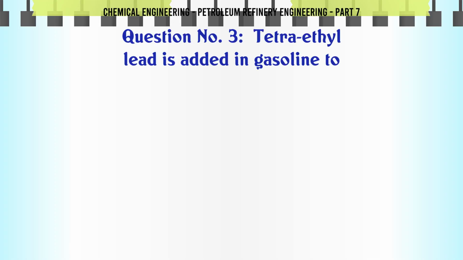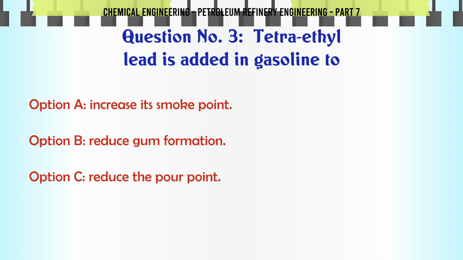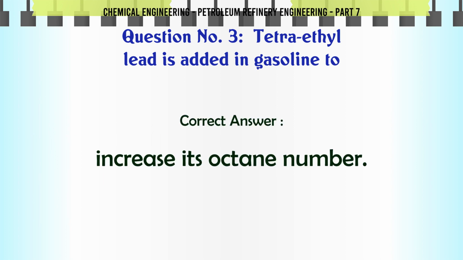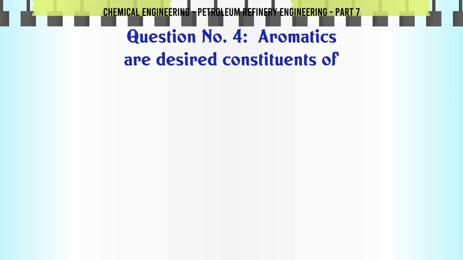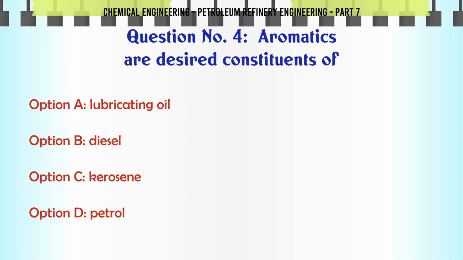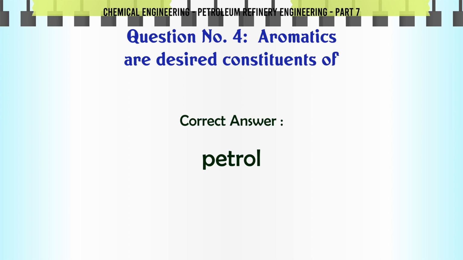Tetraethyl lead is added in gasoline to: A. Increase its smoke point. B. Reduce gum formation. C. Reduce the pour point. D. Increase its octane number. The correct answer is increase its octane number. Aromatics are desired constituents of: A. Lubricating oil. B. Diesel. C. Kerosene. D. Petrol. The correct answer is petrol.